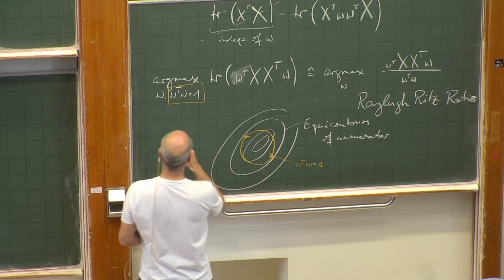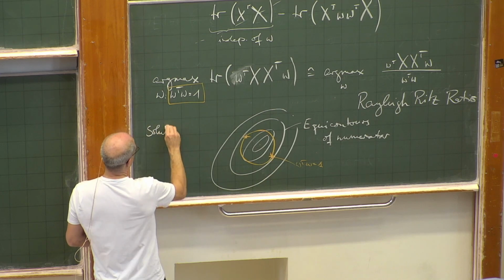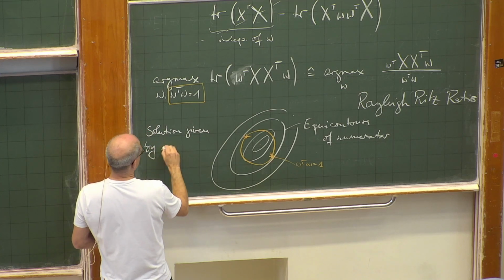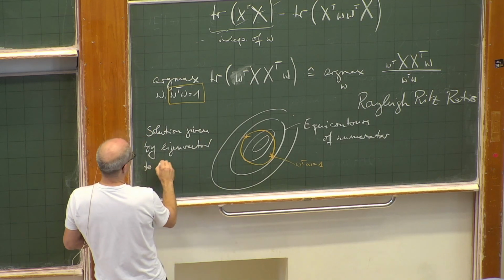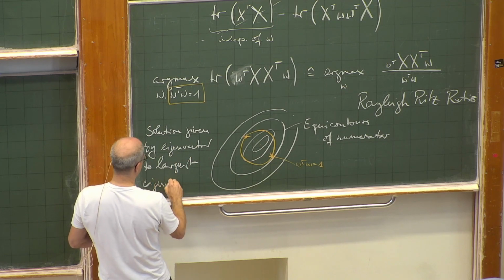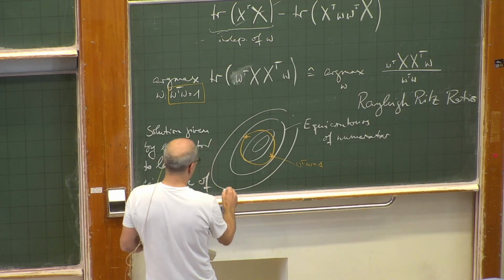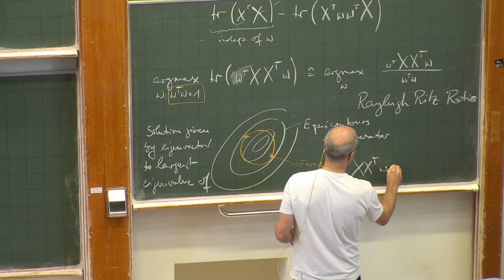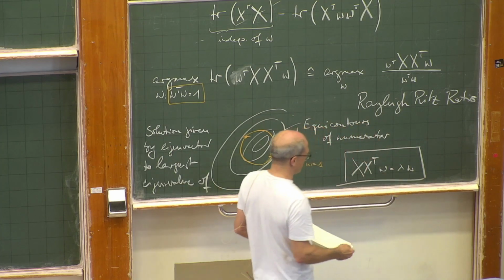So the Rayleigh-Ritz theorem tells us that the solution is given by the eigenvector to the largest eigenvalue of X X transpose w equals lambda w. So this is the eigenvalue problem that I need to solve.